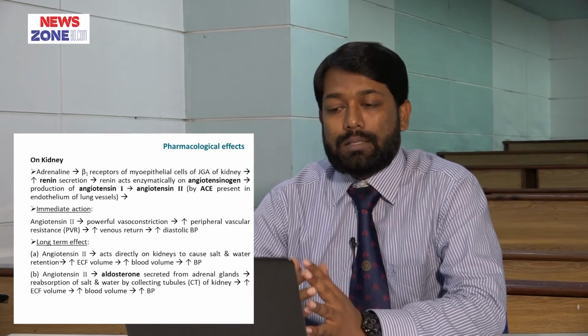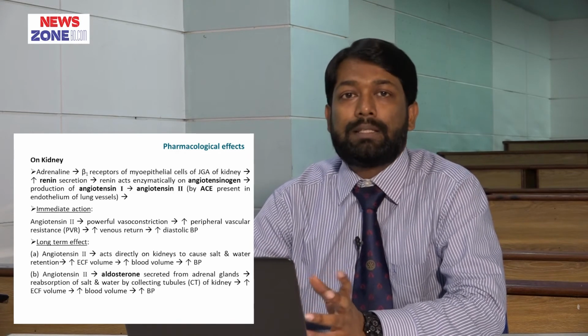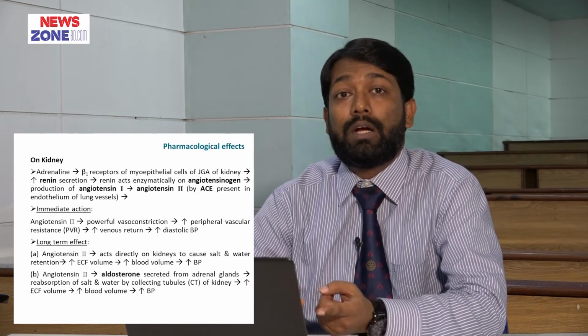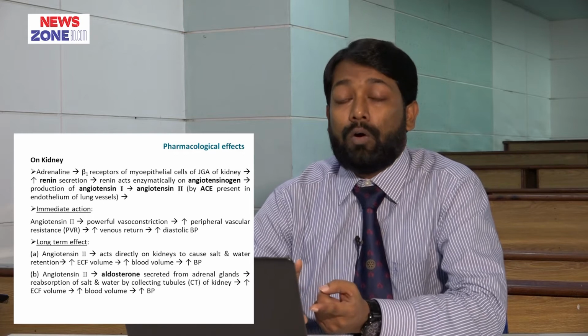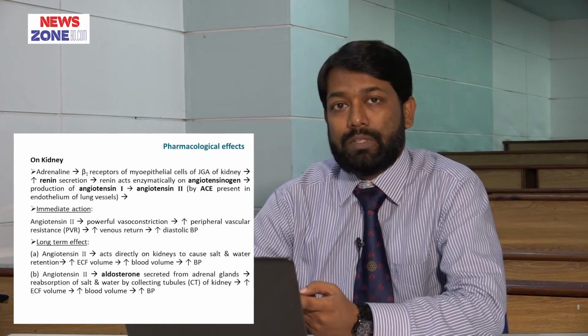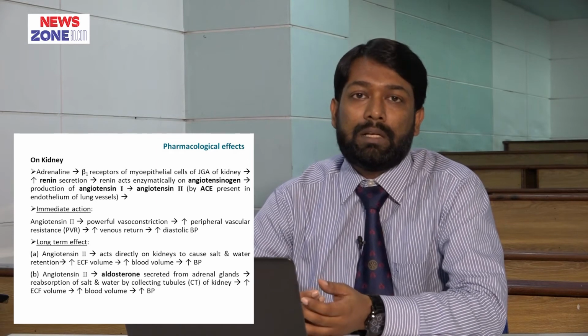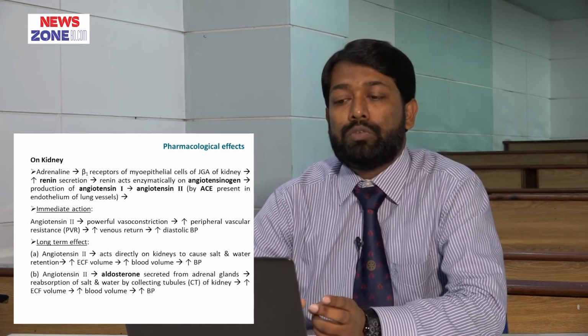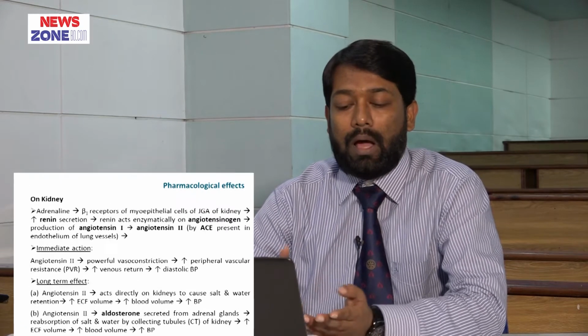So, if asked the role of adrenaline or any sympathomimetic drug on the cardiovascular system, you should mention the effects on the heart and blood vessels. If asked how adrenaline increases blood pressure, you should mention all three tissues: heart, blood vessel and kidney.